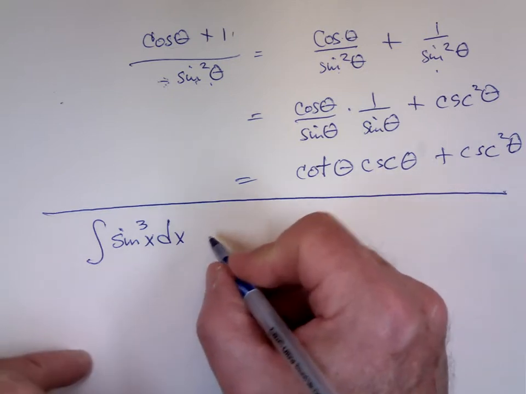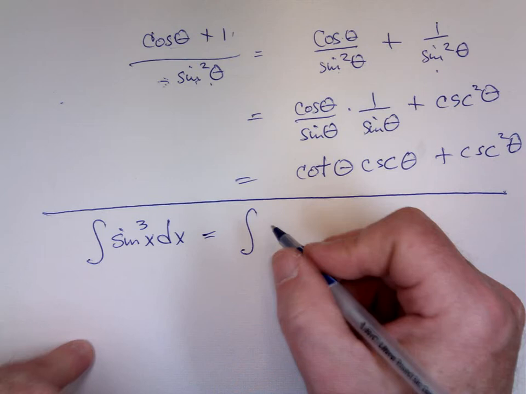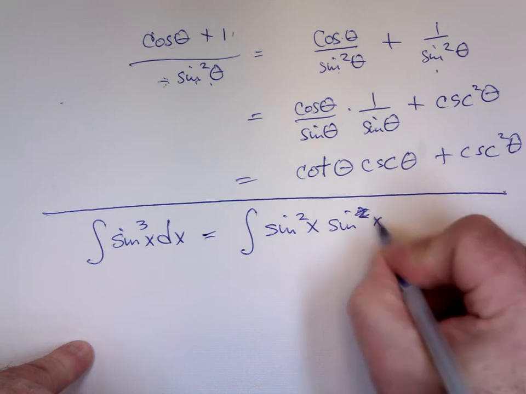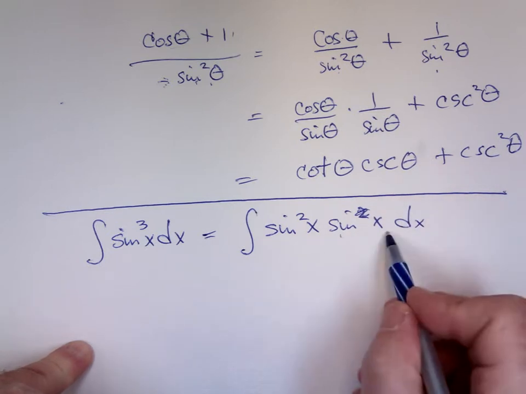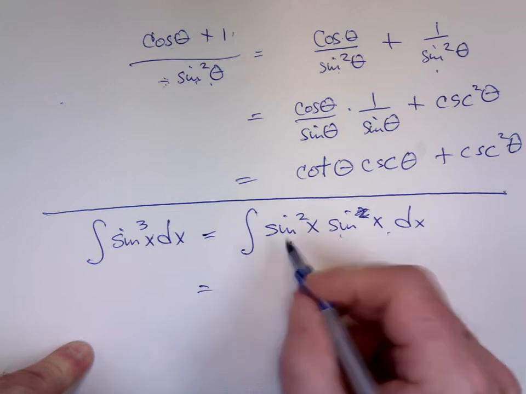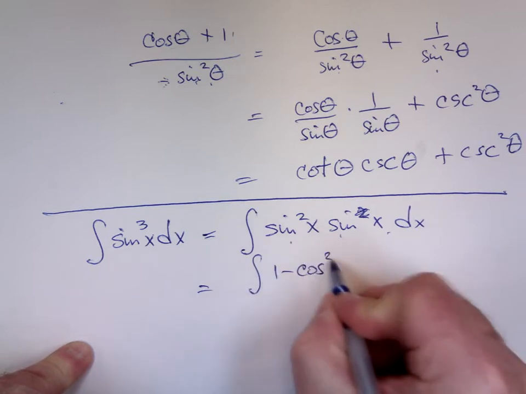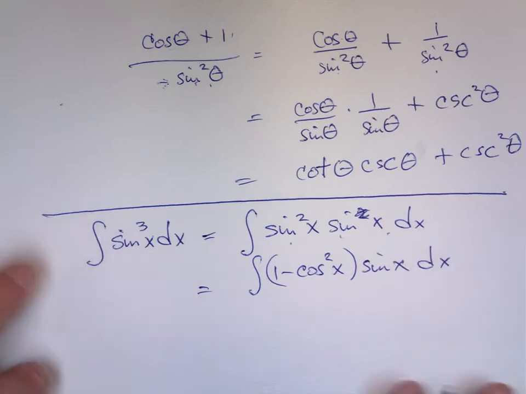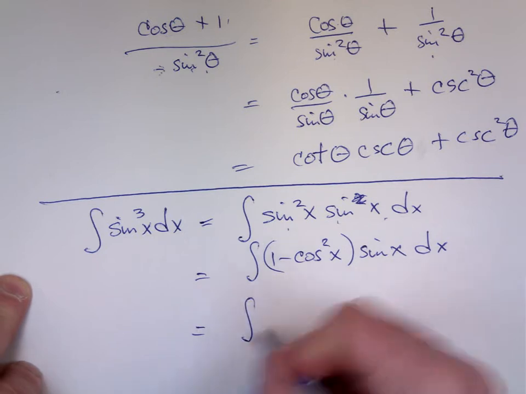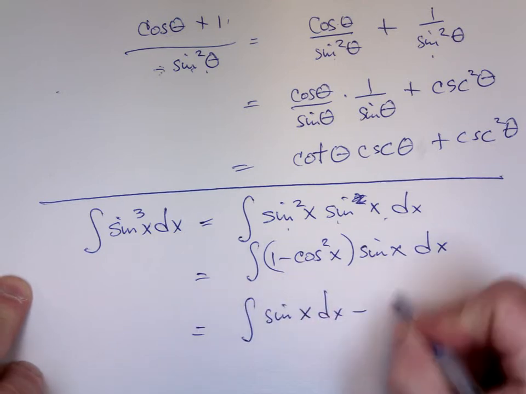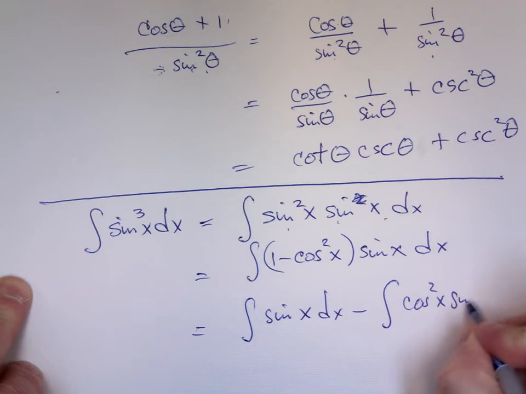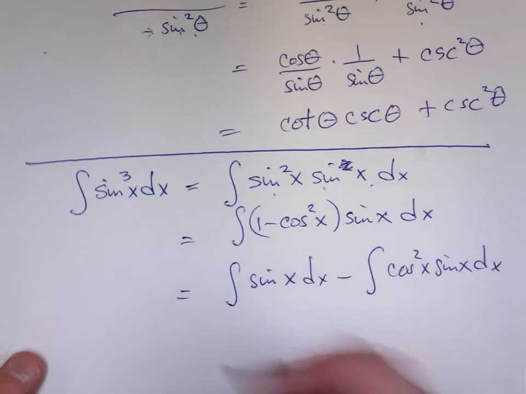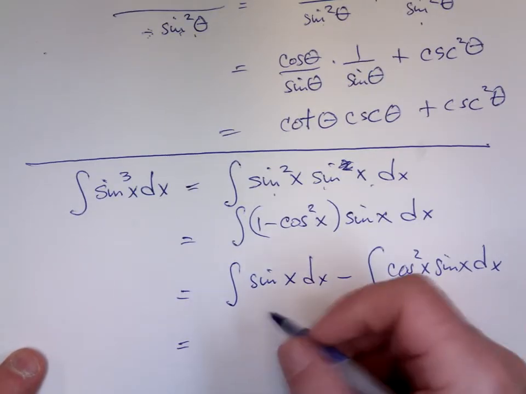High probability. What you want to do with sine cubed is split one of the sines out. What remains is a sine squared, which you will change to cosines, using the Pythagorean identity. Then multiply this out, so we have the integral of sine minus cosine squared sine. And now the integral of sine you can do.